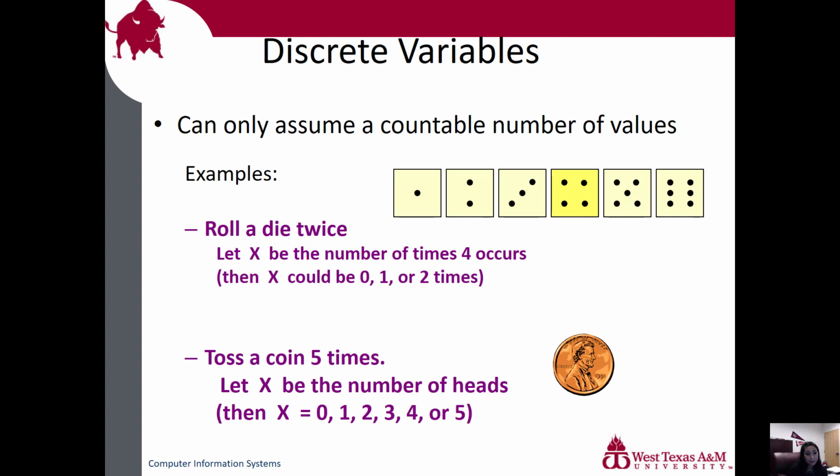And in this example, we can say, well, how many times does 4 occur if I were to roll the die twice? So it could appear 0, could appear 1 time, or it could appear 2 times in those 2 rolls. Here's another example. If you toss a coin 5 times, you can either get a heads or a tails. So for those 5 flips, you can get a heads either 0, 1, 2, 3, 4, or 5 times.